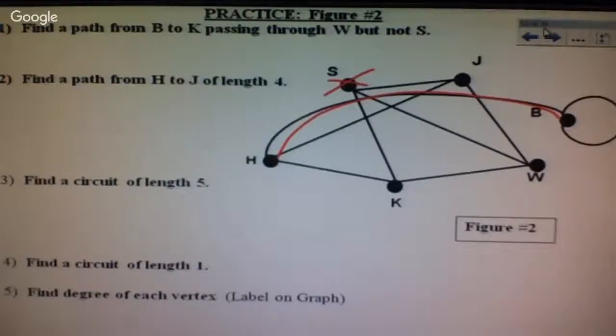Okay, let's take a look at number 1. It says find a path from B to K that passes through W and not S. So I need to hit point W and go through it, but I need to not touch point S. Everybody's pretty much realized I have to go from B to H. There's no other.